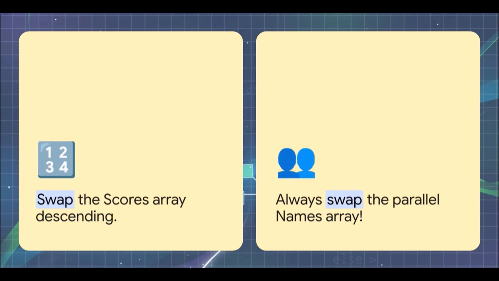If you swap the scores array, say moving Samuel's 100 up to the top, you absolutely, positively must swap the parallel names array at the exact same time using the exact same indices. If you forget to do that, well, you'll end up assigning Samuel's perfect score to Alice Wanji, and the entire data set is completely ruined.